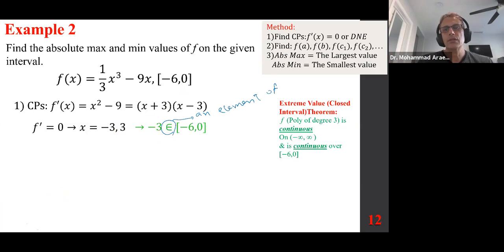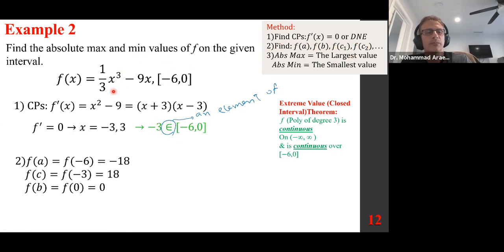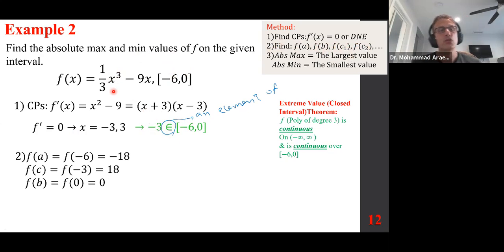The next step is to find the functional value at the endpoints. That means you're going to plug in -6, and you're going to plug in 0, as well as the critical points. There's only one critical point in between. You plug in -3. This is elementary algebra. You do the math. So you plug in -6 and it gives you -18. You plug in -3 and it gives you +18. And obviously 0 gives you 0 because this is 1/3 times 0 cubed minus 9 times 0.